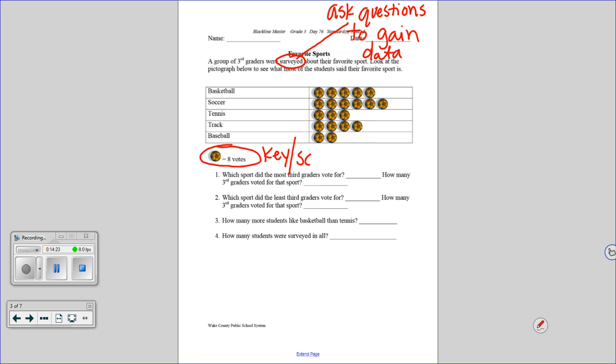key / scale. Because this tells us what we are going to be skip counting by. So each of those soccer balls that we see are actually worth 8 people's votes.